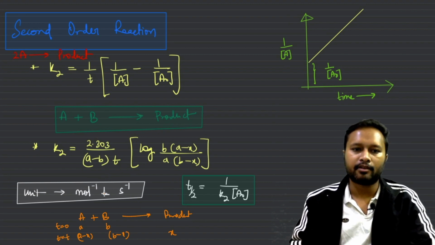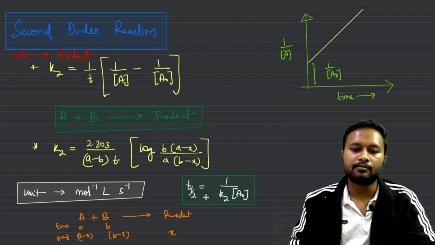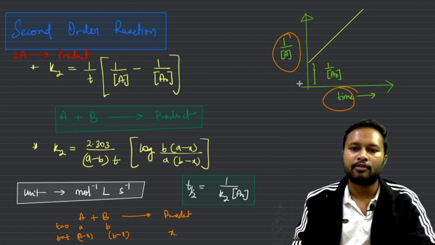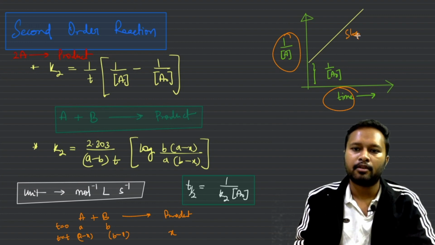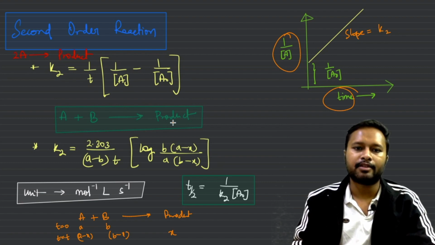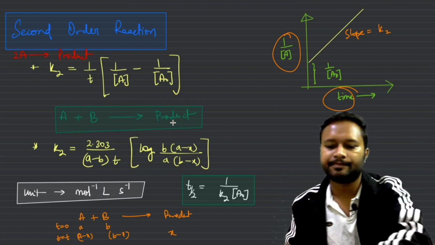The next is the unit of the second order reaction, given as mole inverse liter per second. T half for the second order reaction is given as 1/(K2 A naught). If you plot the graph for 1/A versus time, you will get a straight line with intercept of 1/A naught, and the slope is going to be your K2. So that's what is going to be the slope of this curve. So this is for the second order reaction.